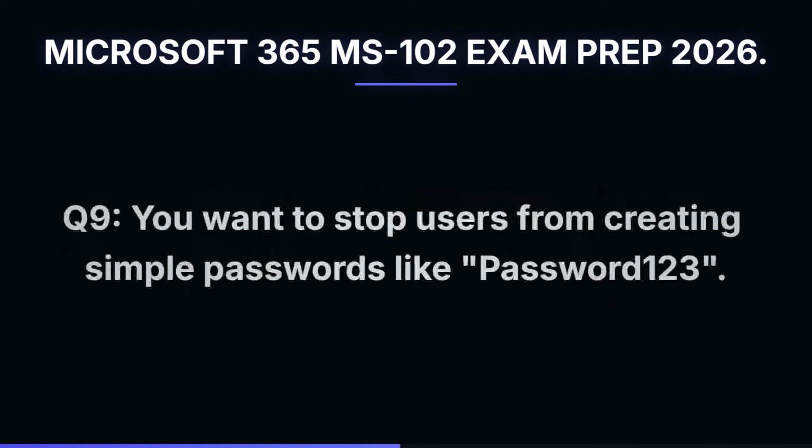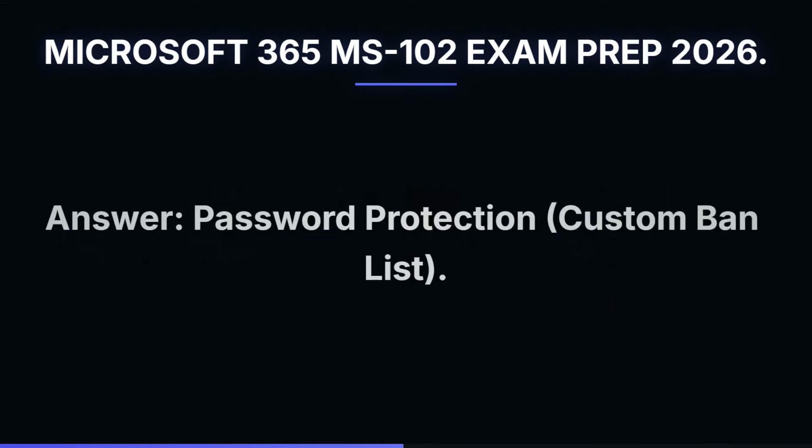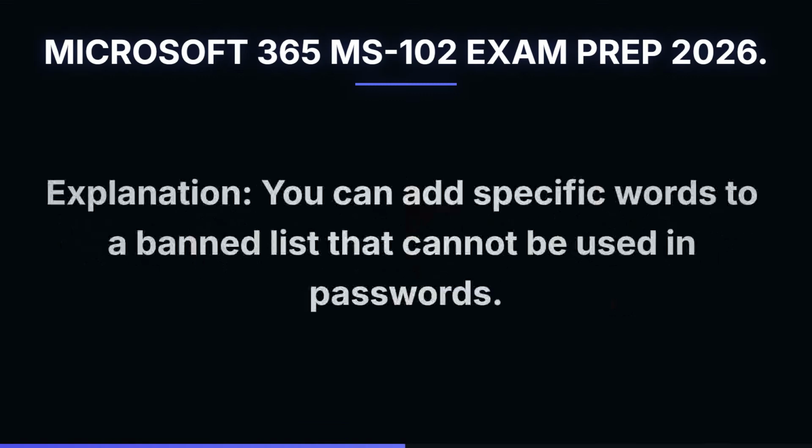Q9. You want to stop users from creating simple passwords like password 123. What do you use? Answer. Password protection, custom ban list. Explanation. You can add specific words to a banned list that cannot be used in passwords.